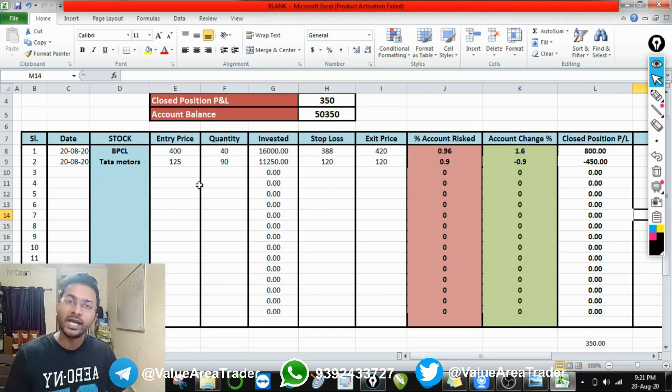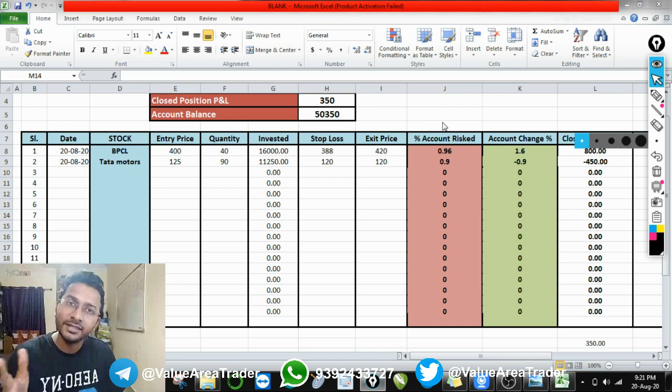The moment I take a trade, at the same time I open this Excel sheet and enter all the values, and I check if my risk is favorable, then I give out the order in my broker's account. So that is how I trade, and I would suggest you follow this for at least one month and see if it is benefiting you or not.